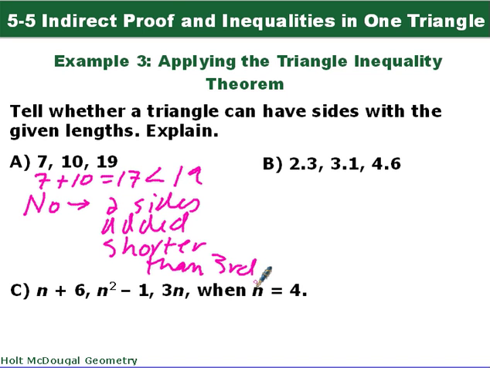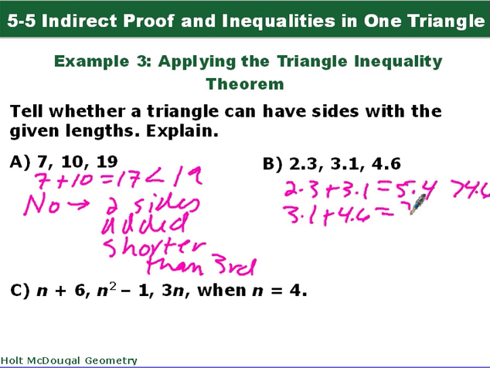All right, we get to go into decimals on this one. So we'll start by adding 2.3 plus 3.1, which is going to be 5.4. That is greater than the third side. So that one works. 3.1 plus 4.6 is going to be 7.7, which is greater than 2.3, the third side. And then finally, 2.3 plus 4.6 is equal to 6.9, which is greater than 3.1.